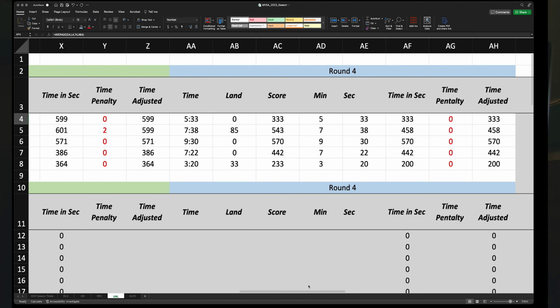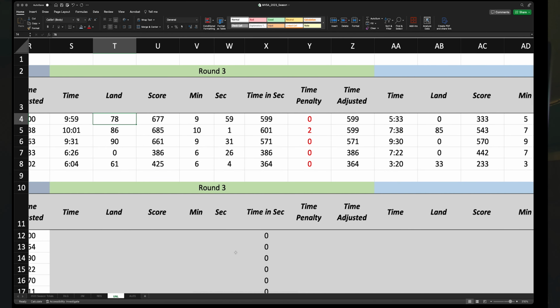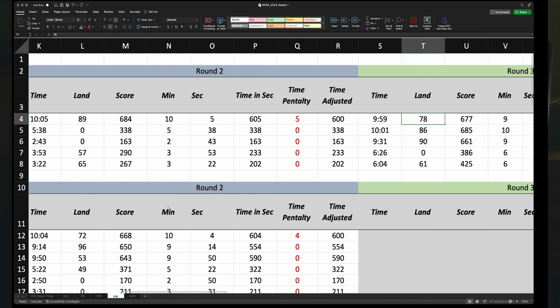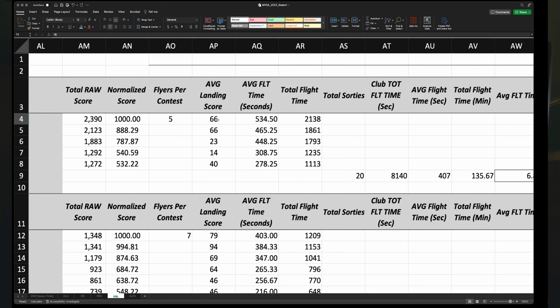Let me see. Let's go back and see what happened. So we have a landing score of, wow, that's what happened. That's a 0 in round 4. And then we come back here and see we did a 78 in round 3, and then an 89 in round 2, and a 97 in round 1. That's why he has an average of 66 for the contest. Not his best contest, but we're going to let that one go. So, an average landing score of 66.